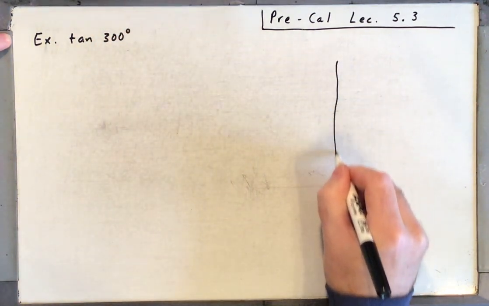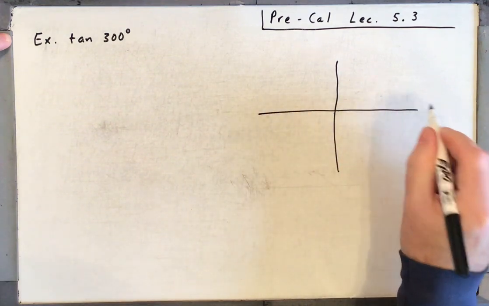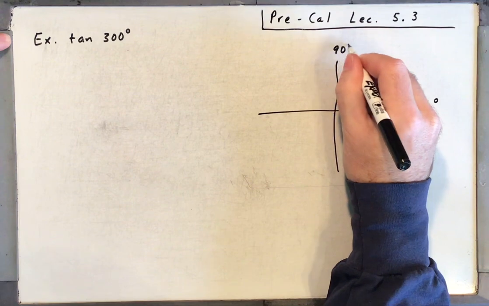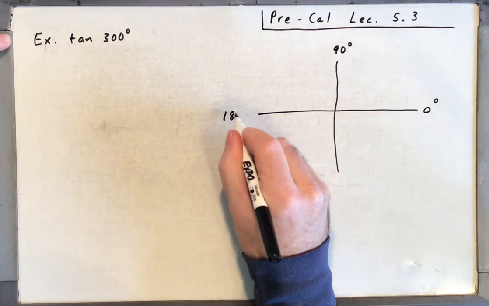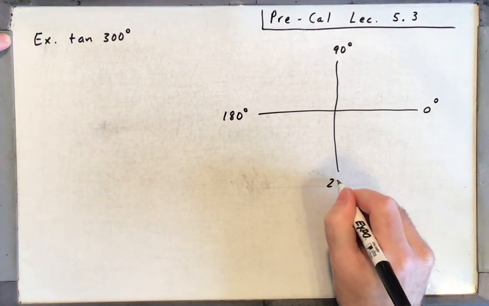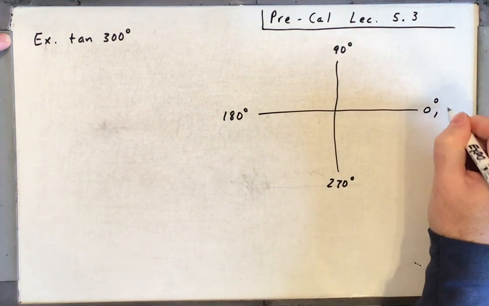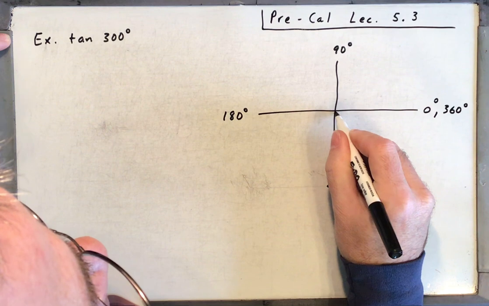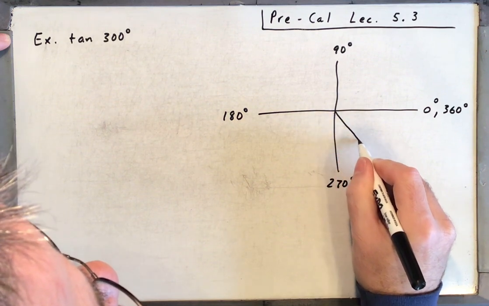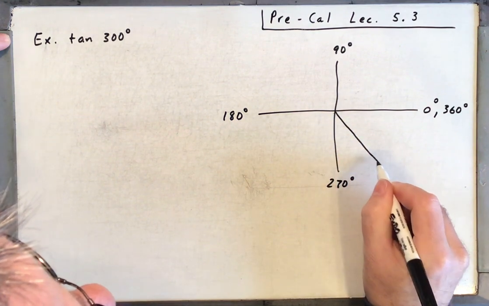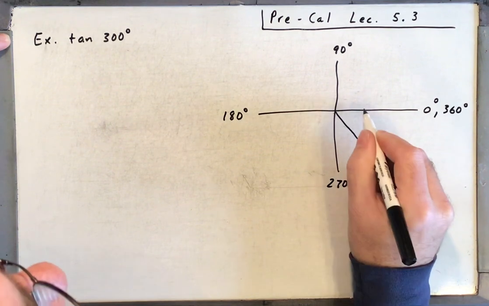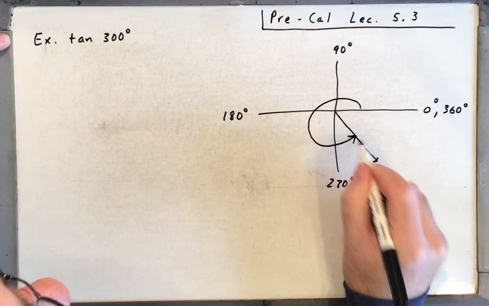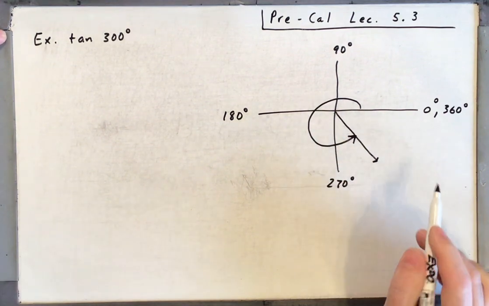All right, so let's draw a coordinate plane at 0, 90, 180, 270, 360. So 300 degrees is going to be like right here, 30 degrees past 270. So we want to find the tangent of that angle right there, 300 degrees.